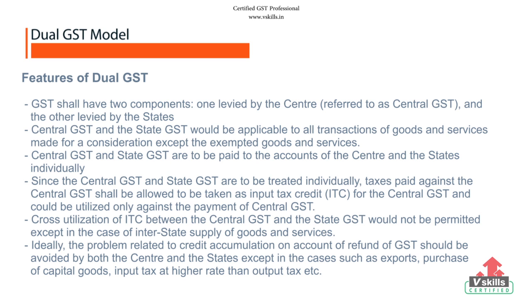Since the central GST and state GST are to be treated individually, taxes paid against the central GST shall be allowed to be taken as input tax credit for the central GST and could be utilized only against the payment of central GST. Cross-utilization of ITC between the central GST and the state GST would not be permitted except in the case of interstate supply of goods and services.